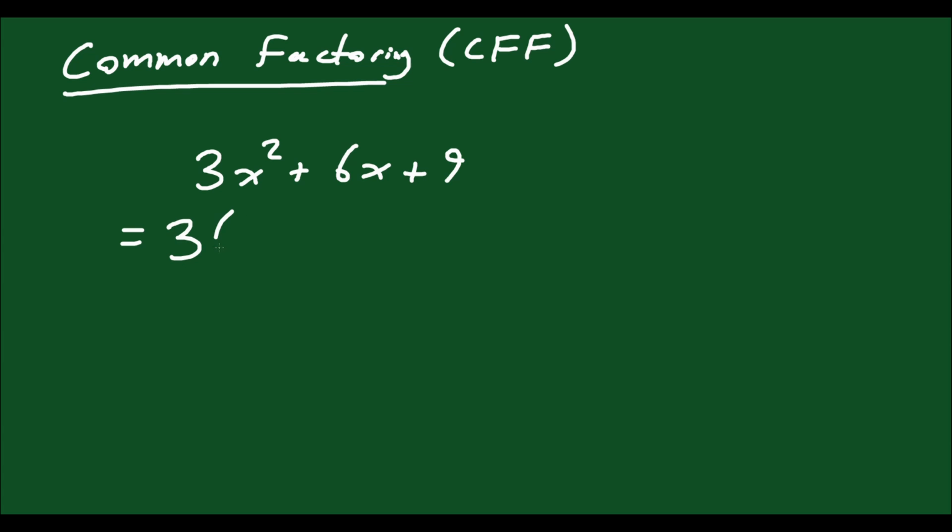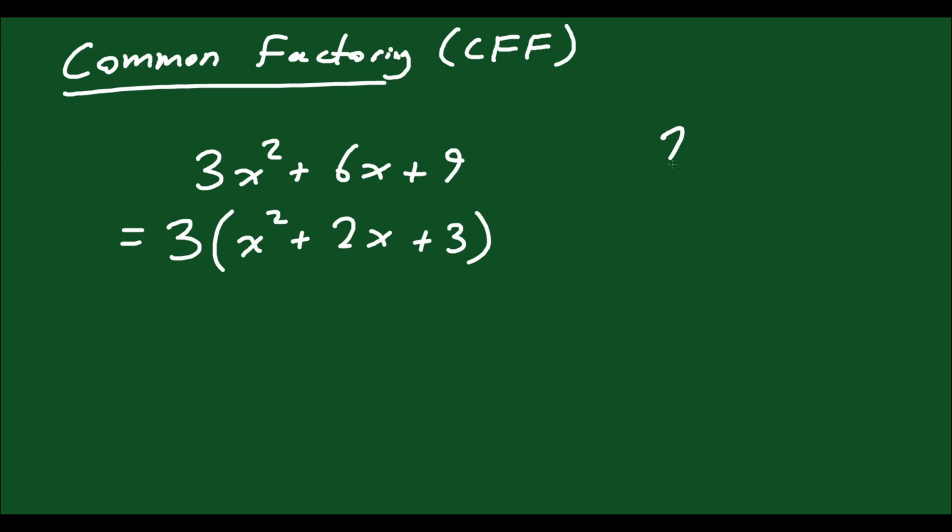So you take out a 3, and what are you left with? Or in other words, divide each of these terms by 3 and write your answer here, right? Here you'd be left with x squared plus 2x plus 3. And it's very easy to check your answer because you just distribute the 3 back into the bracket, right? You multiply it out and see if you get back to your original answer. That's all you have to do to check.